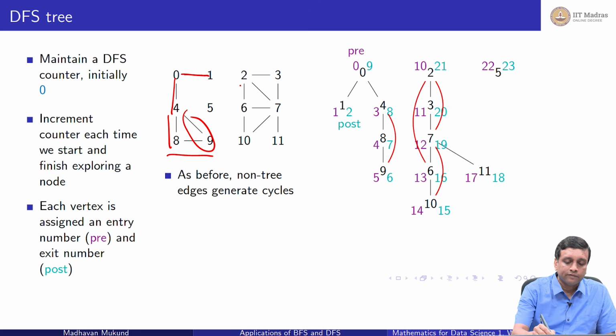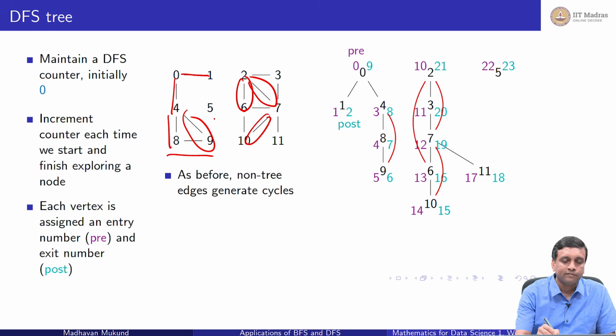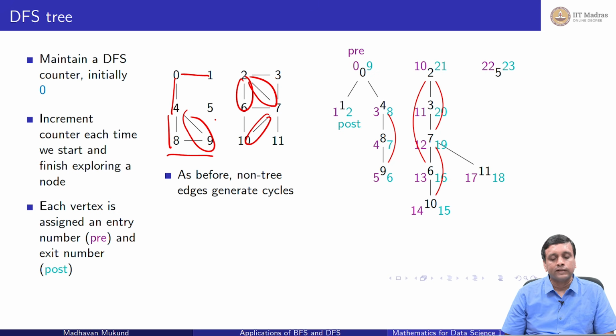Similarly, 2 to 7 and 2 to 6 are non-tree edges because I did not explore them. And so is 7 to 10 because I went from 7 to 6 to 10. So I never explored the edge 7 to 10. So these 4 edges are non-tree edges, and each of them, as you can see, creates a cycle. So exactly like in BFS, in an undirected graph, in a DFS also, all the non-tree edges create a cycle.